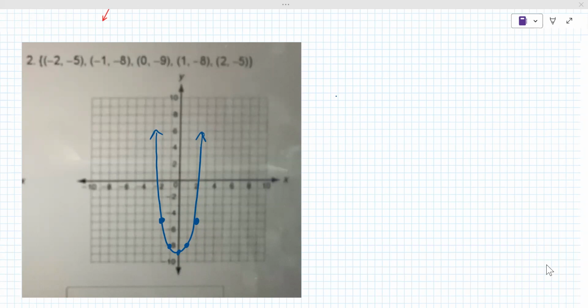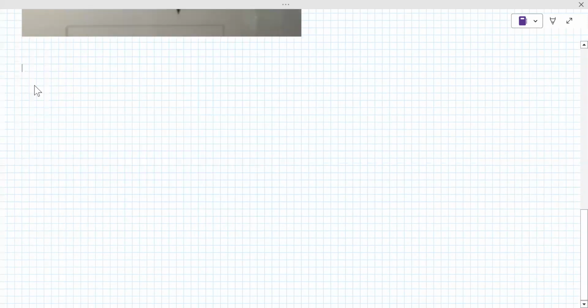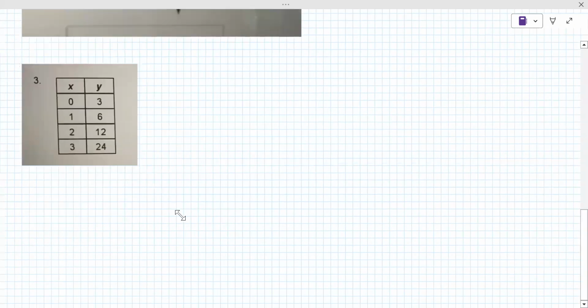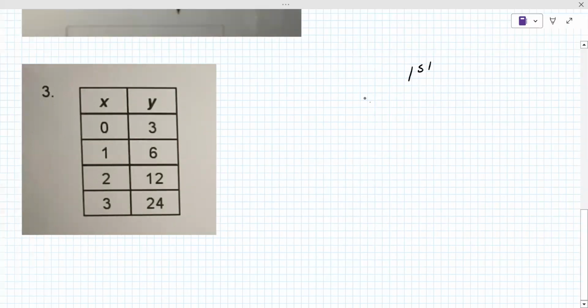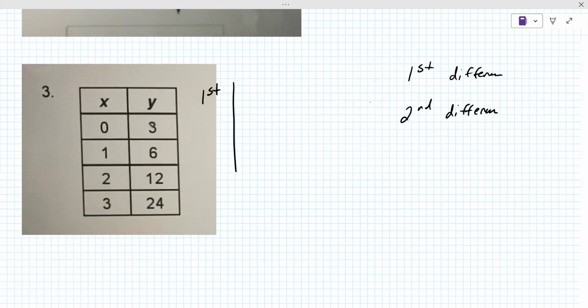Okay. All right, so starting with number 3 here, the data sets, they're asking you if they are linear, quadratic, or exponential. And to do this, you're going to find what's called the first difference and then the second difference if needed. If it's not clear what I mean by that, you take the next y value and subtract the previous y value. That's going to be what's called the first difference here.